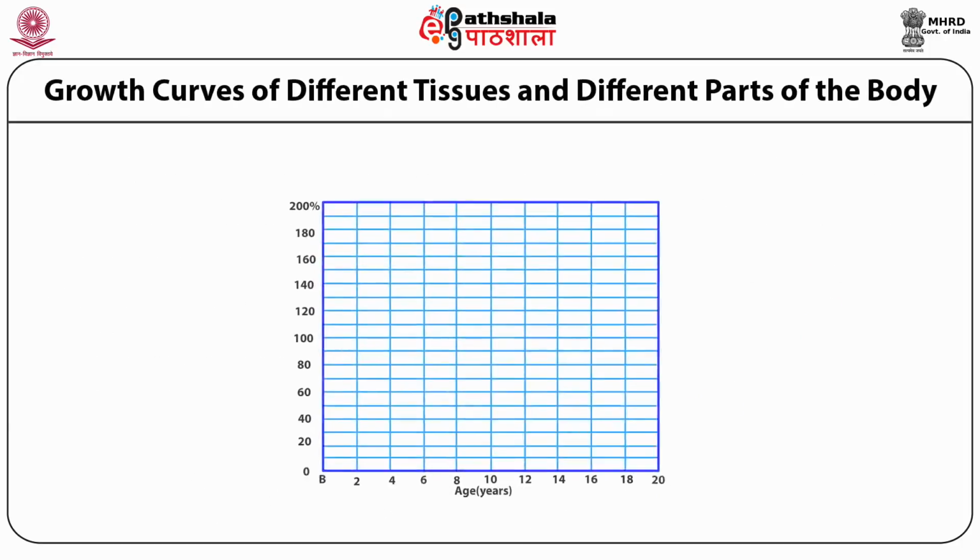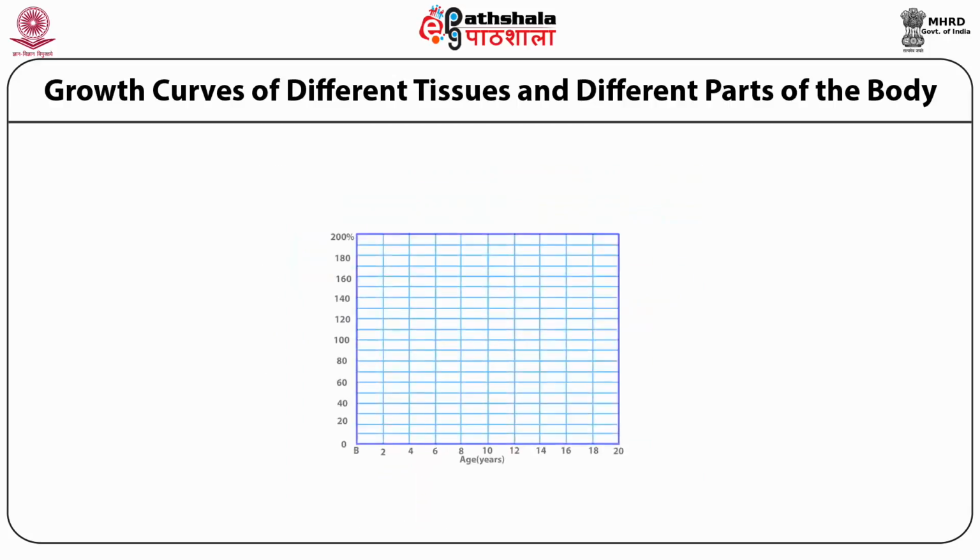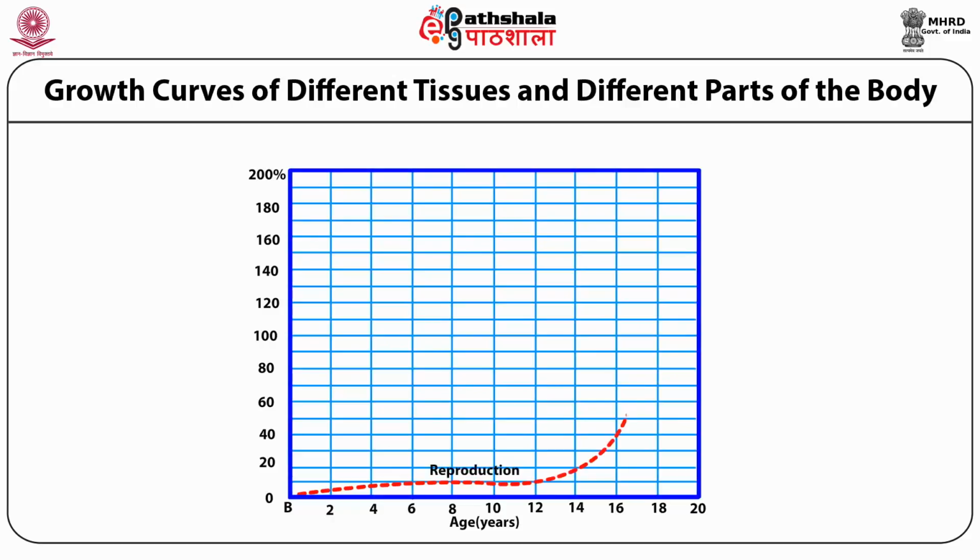Here you can see in this figure the developmental growth curves of the just mentioned different parts and tissues of the human body, each plotted as percentage of the total gain from birth to 20 years of age. Reproductive, general, brain and head, and lymphoid are shown here.